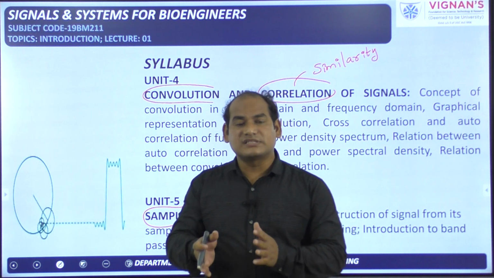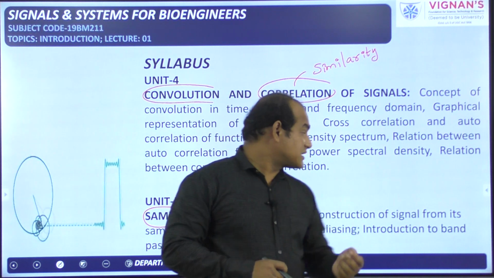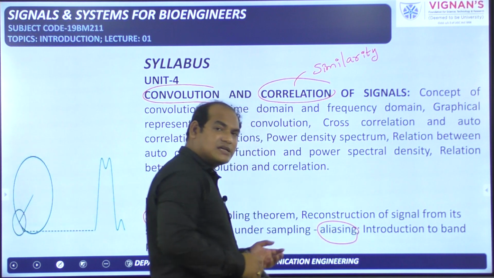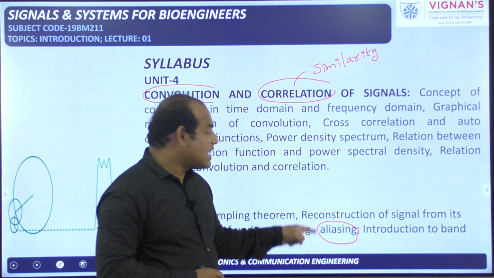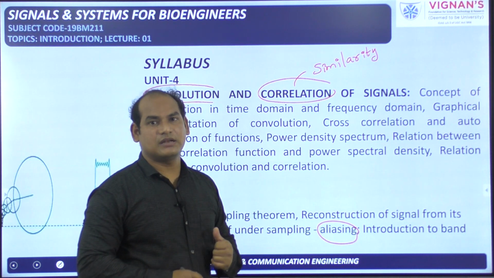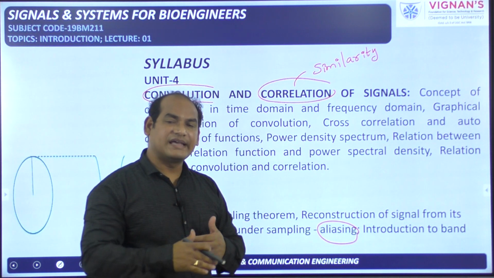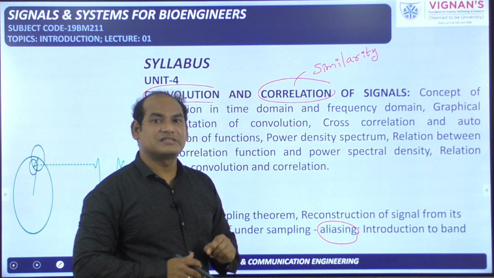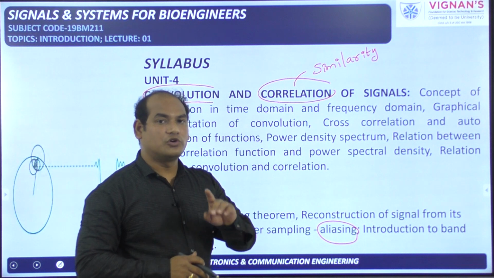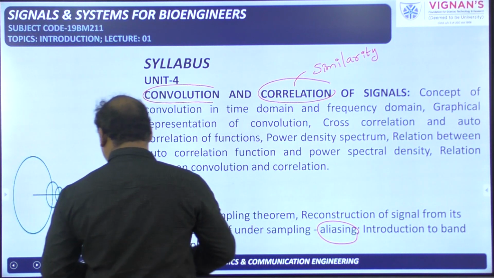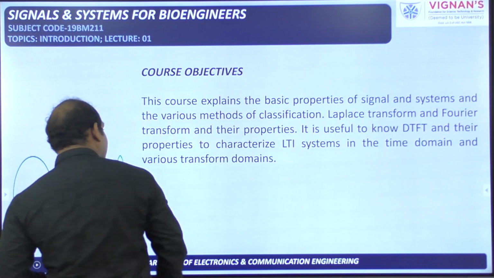If you don't follow the sampling theorem, an effect called the aliasing effect will occur. If aliasing occurs, we cannot reconstruct the original signal properly. From the sampled signal we need to get the continuous signal again, but the reconstruction of that continuous signal is not possible if you don't follow the sampling theorem. That we will see in our fifth unit. So this is about the syllabus.